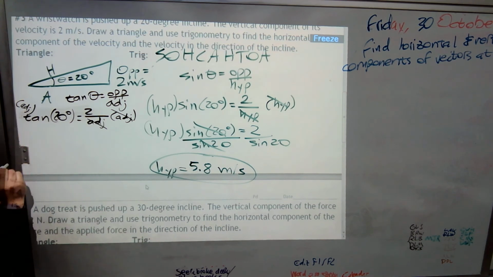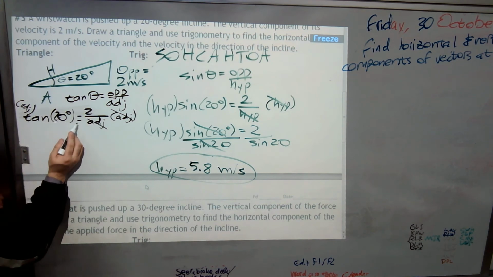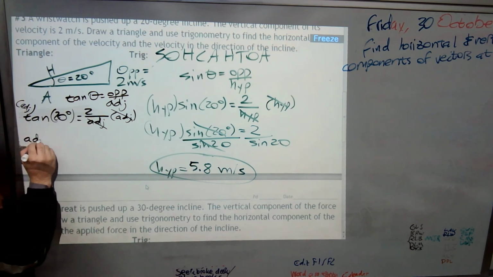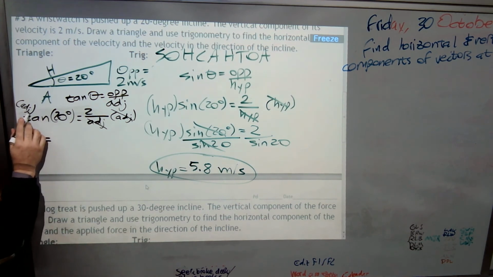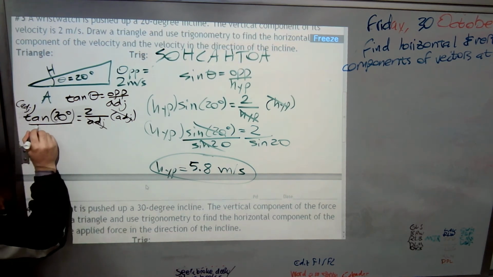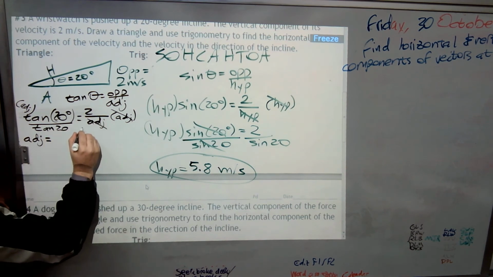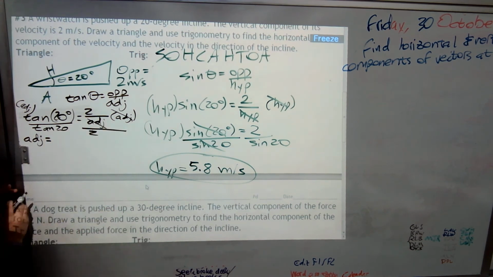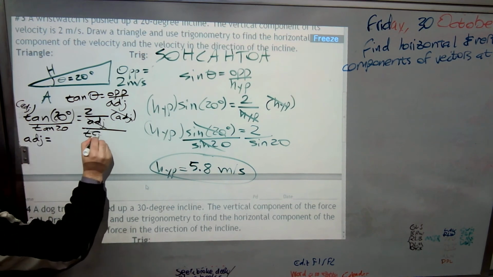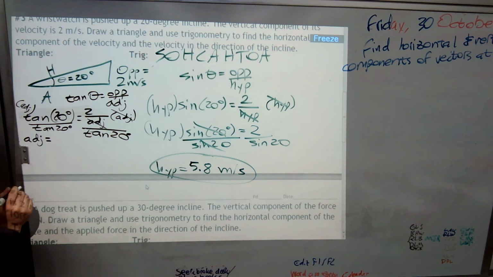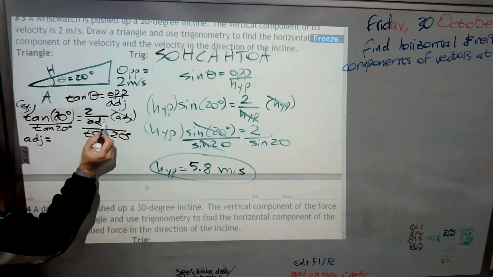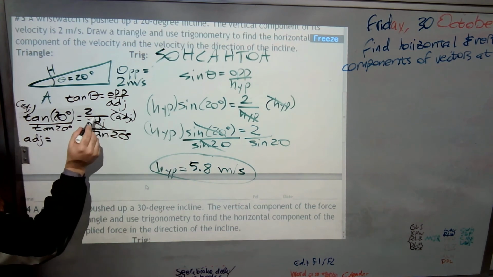So I'm doing adjacent times tangent of 20. Since it says adjacent times tangent of 20 equals 2, I want it to say adjacent equals. So I need to make that tangent of 20 cancel. So it says adjacent times tangent of 20. I'll divide both sides by tangent of 20. And that says 2 divided by tangent of 20. These are gone now. We canceled them, so don't worry about it. It just says 2 divided by tangent of 20.